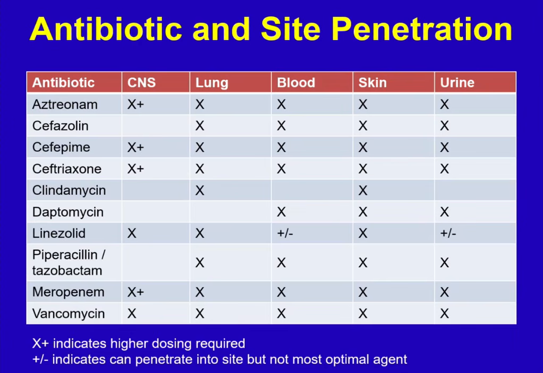Remember that daptomycin doesn't get in the lungs because it gets inactivated by the surfactant. And in CNS infections, actually most agents have a hard time getting in. That's why you see the ones that are active have a plus on them, because you need high doses to get in to be effective. You need high doses of cefepime. You need high doses of ceftriaxone. You need a higher dose of meropenem to get in there, et cetera.